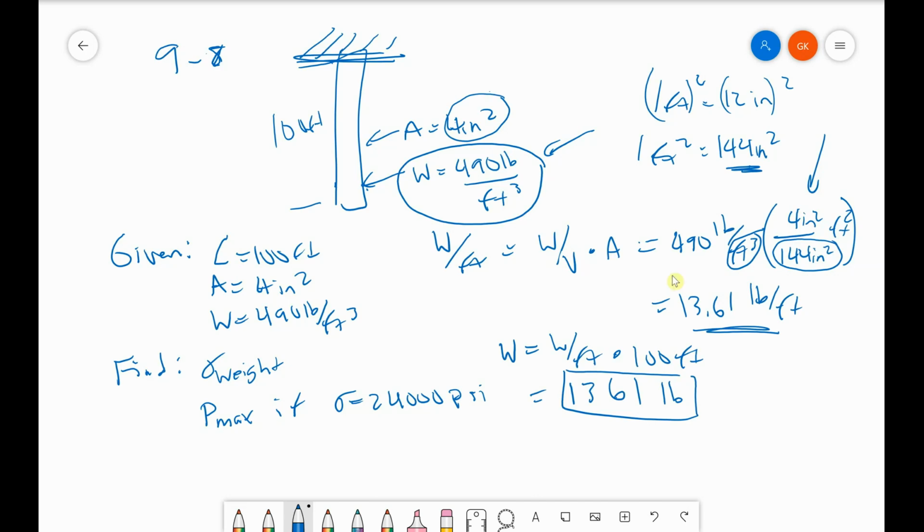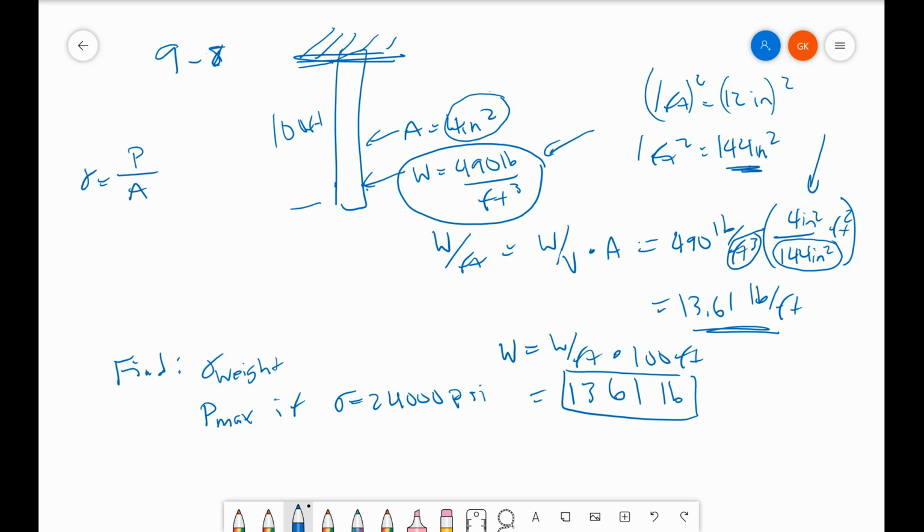I'm running out of room here, so I'm going to erase our givens for the moment to give myself a bit more room to work. First off, it asked, what is the stress due to just the weight? Just the weight, nothing else. That stress is equal to the load over the cross-sectional area. In this case, the load is equal to the weight. So the stress is equal to the weight over the area, which is 1,361 pounds over 4 inches squared, which is equal to 340 psi. That one was a bit easier.